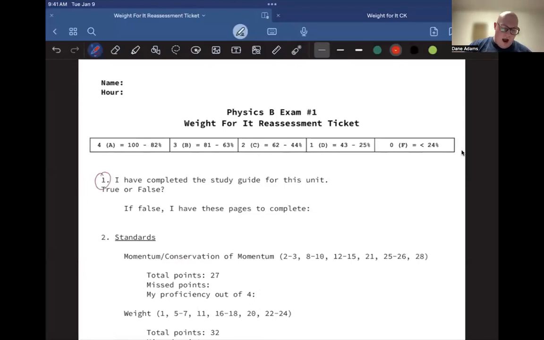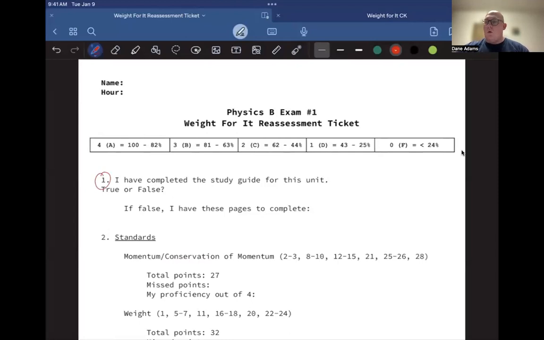The first question here asks, did you do the study guide or not? And you know you did the study guide based on if you have a green check mark on your study guide. If you see a green check mark, that means I looked at it and it is complete. If you have a blue circle with a line through it, that means it is incomplete. There was a significant portion that wasn't done, and that's not okay.